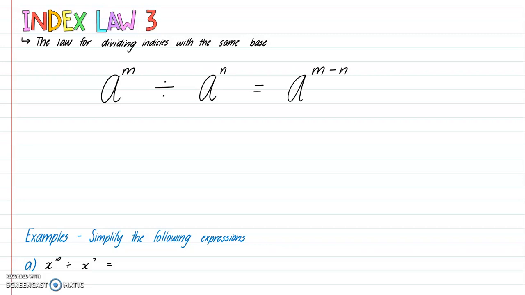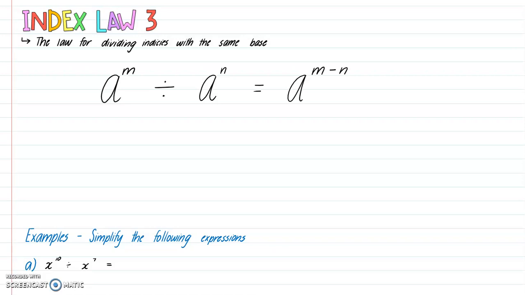Index law 3. The third index law is the law for dividing indices with the same base. And again, it's really important that both terms, or all of the terms, have the same base for you to apply this law. So the general rule for index law 3 is a to the power of m divided by a to the power of n is equal to a to the power of m minus n.